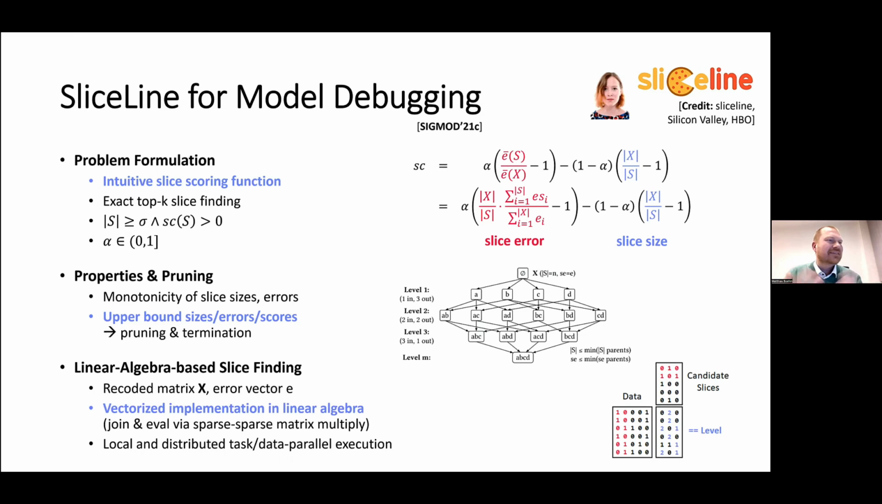And then we formulated this entire enumeration problem in linear algebra, such that we can execute this with the exact same infrastructure for local and distributed operations on SystemDS. The way we do that is we enumerate an entire level in this lattice with a single matrix multiply, where we enumerate candidate slices with pruning and encode our matrix in one-hot encoded form.